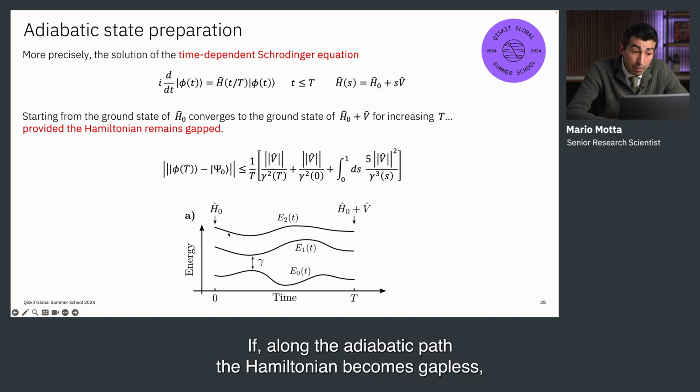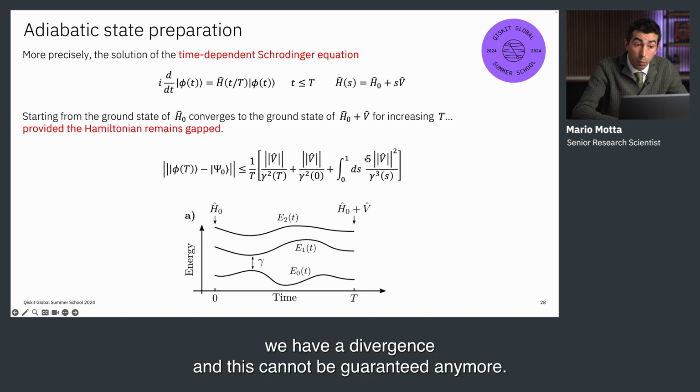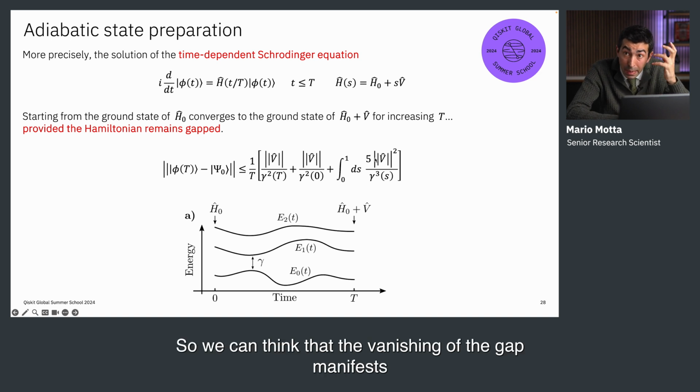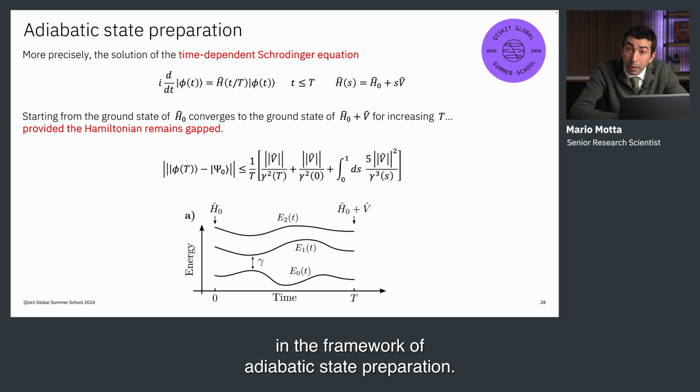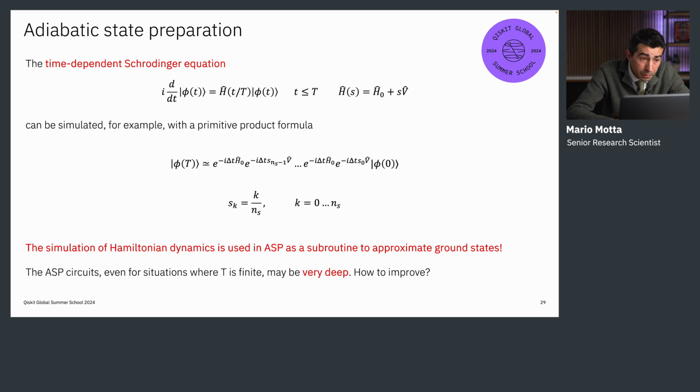If along the adiabatic path the Hamiltonian becomes gapless, we have a divergence, and this cannot be guaranteed anymore. So we can think that the vanishing of the gap is a manifestation of the QMA nature of the ground state problem in the framework of adiabatic state preparation.